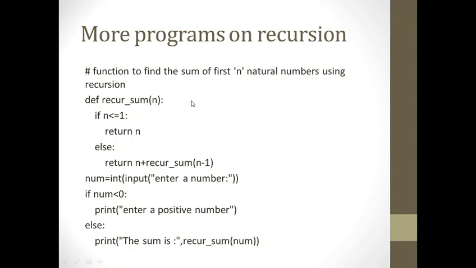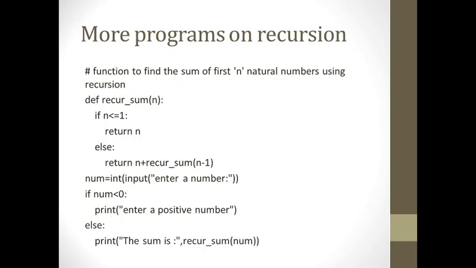Today, students, we will do more programs on recursion. This is a program of a function to find the sum of the first n natural numbers using recursion. The function is def recur_sum, and we have passed the n value in the function. n means the number of elements. If n is less than 1, return n. This is the base case, meaning termination will be possible from here. Else, return n plus recur_sum(n minus 1).